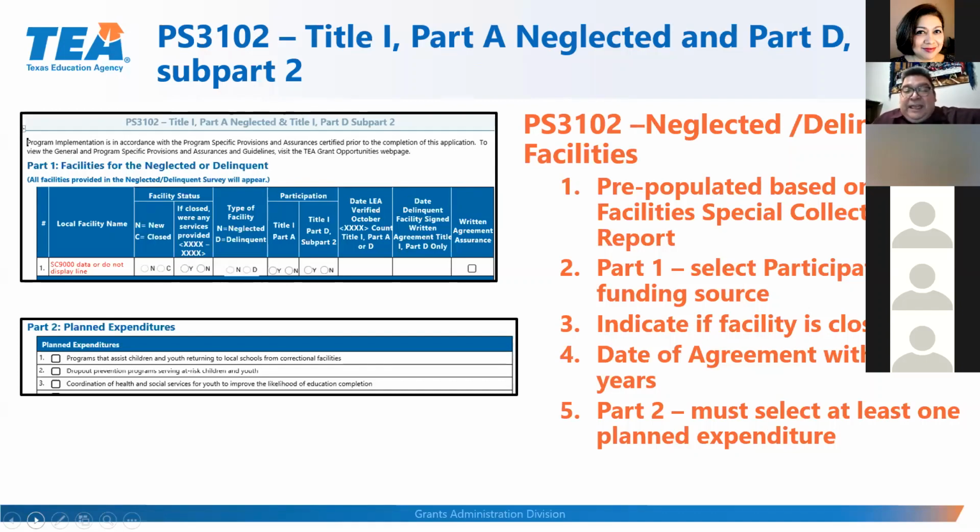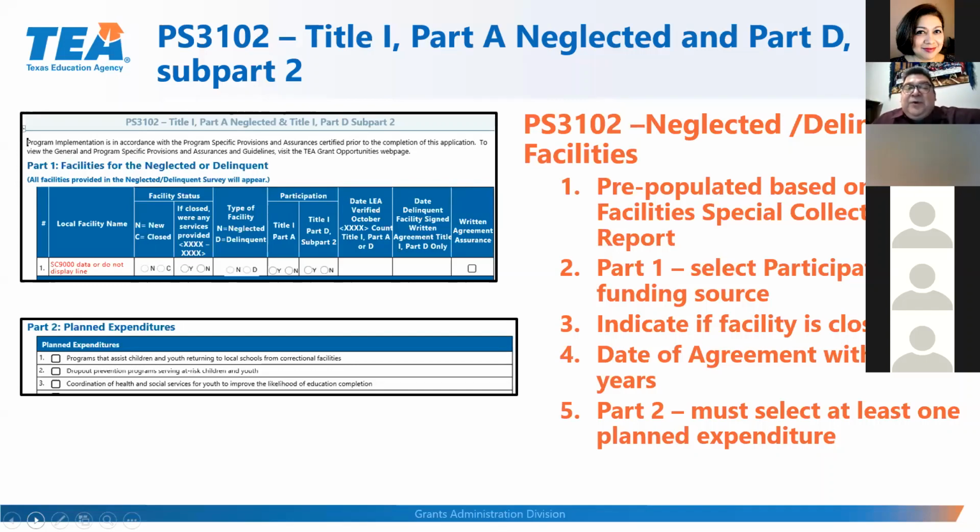And so you would just indicate on here if it's a closed facility or if it's still open. If it's closed, you mark yes. If it's not, it's just a no. If it was closed, you marked closed. You just have to let us know if any services were provided for this current year. We're talking about the 2021 year. Yes or no. The type of facility, when it's pre-populated, will automatically designate either neglected or delinquent.